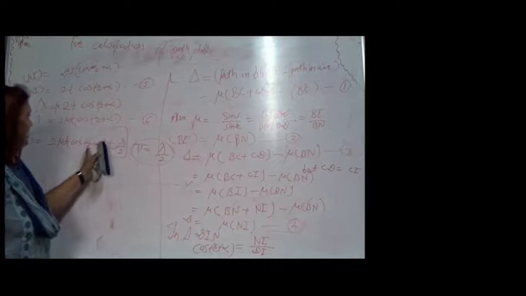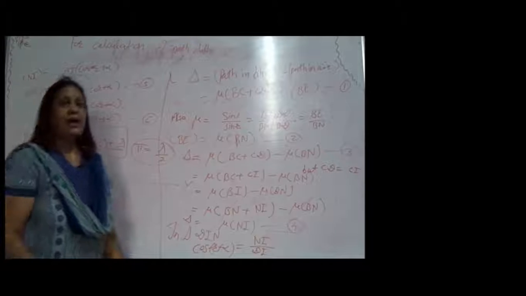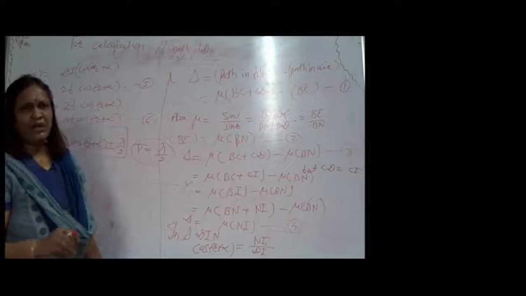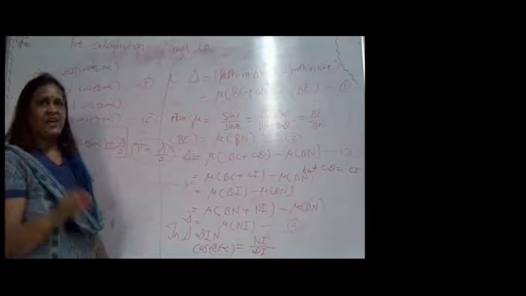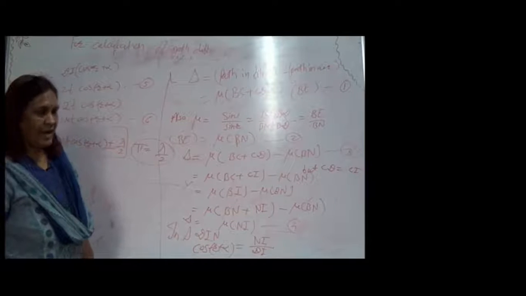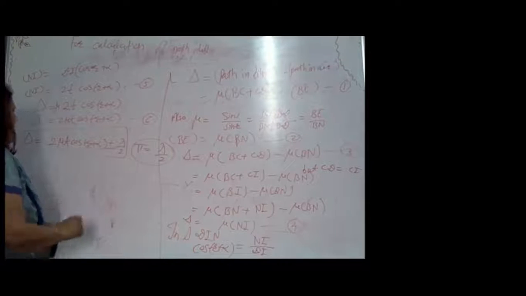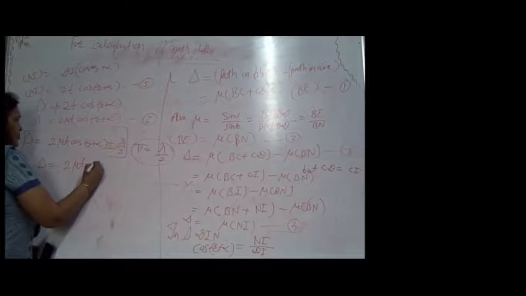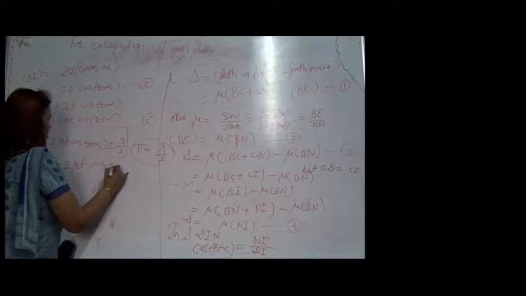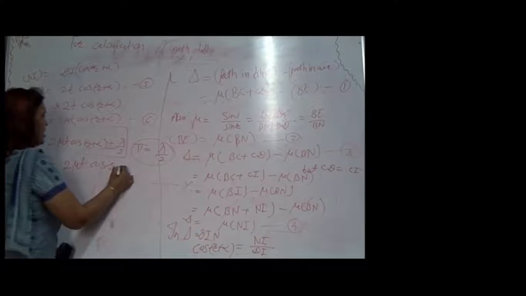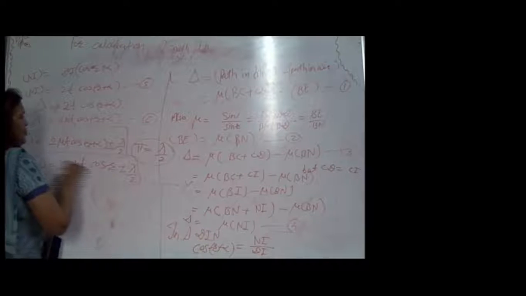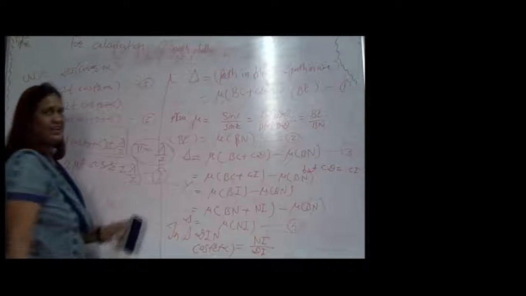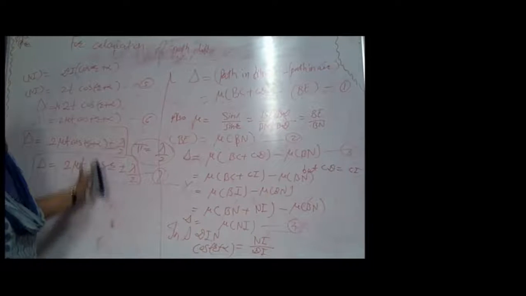But here we are considering r plus alpha. The alpha angle is very small, so that the cos alpha value is considered as 1. So the effective path difference for the two reflected rays in a wedge shaped film is nothing but 2 mu t cos r plus or minus lambda by 2. This is our effective path difference between the two reflected rays in the case of a wedge shaped film.